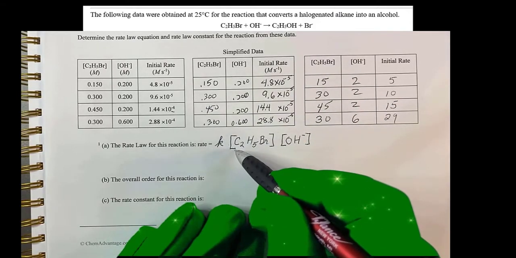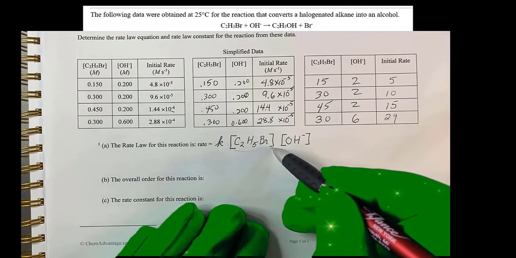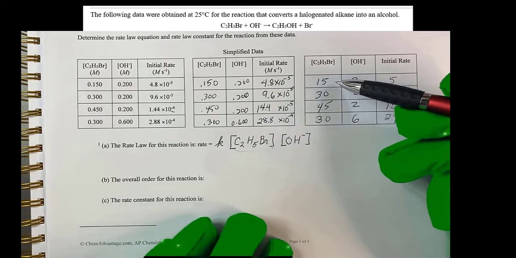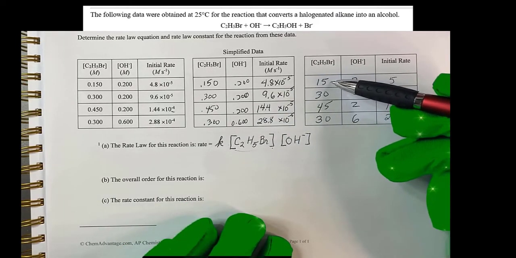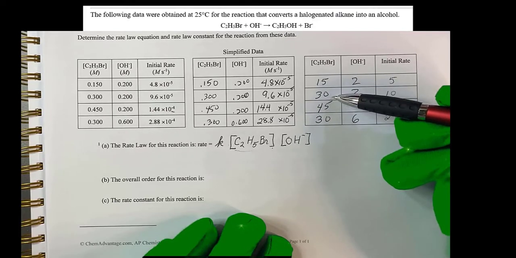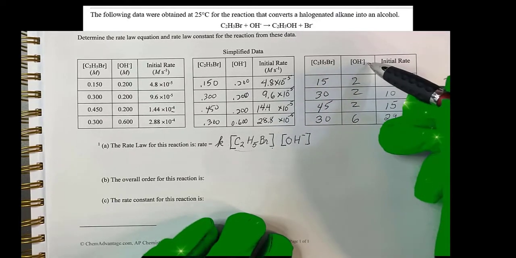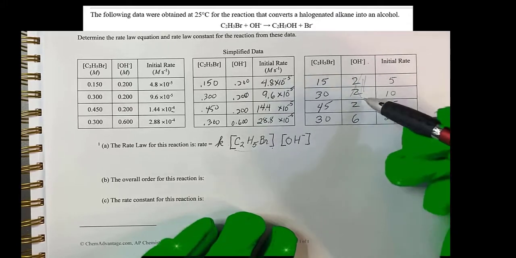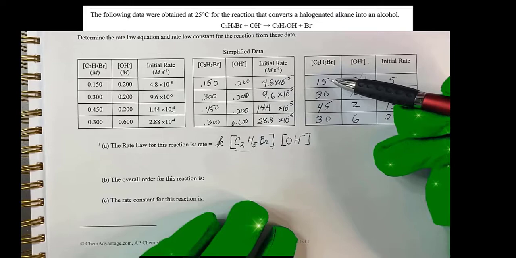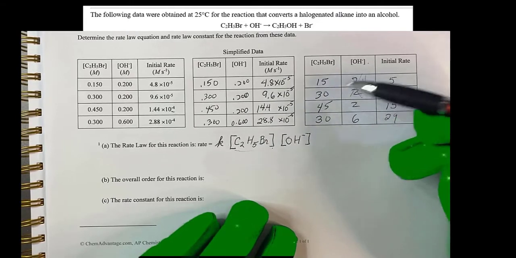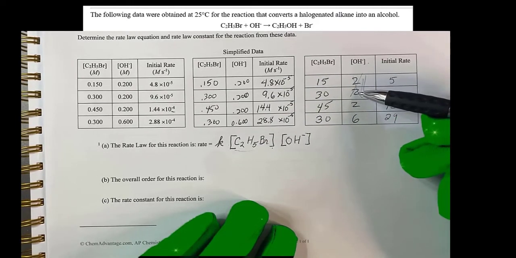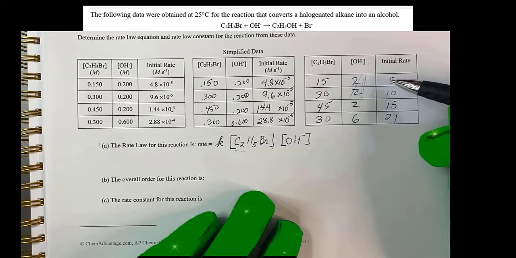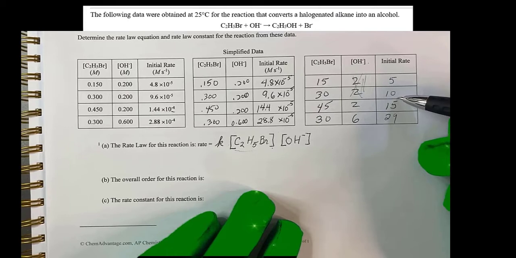Let's focus first on the bromoethane. Here we see bromoethane, and we see that it is 15 here and 30 here, which is doubled. Now, the important thing is I notice here the hydroxide isn't changed. So I don't have to worry about the hydroxide. This simplifies things. So I say 15 to 30, doubling. Hydroxide is not changing. So what does that do to the rate? You don't have to worry about the hydroxide. Just with bromine, well, the rate's doubled.